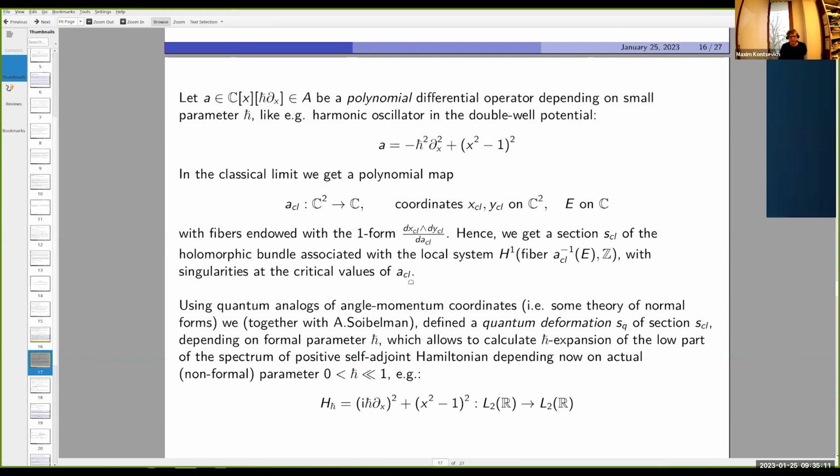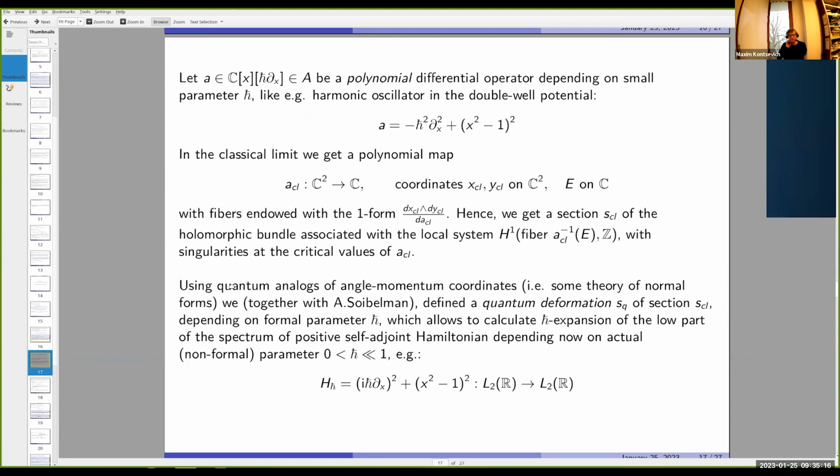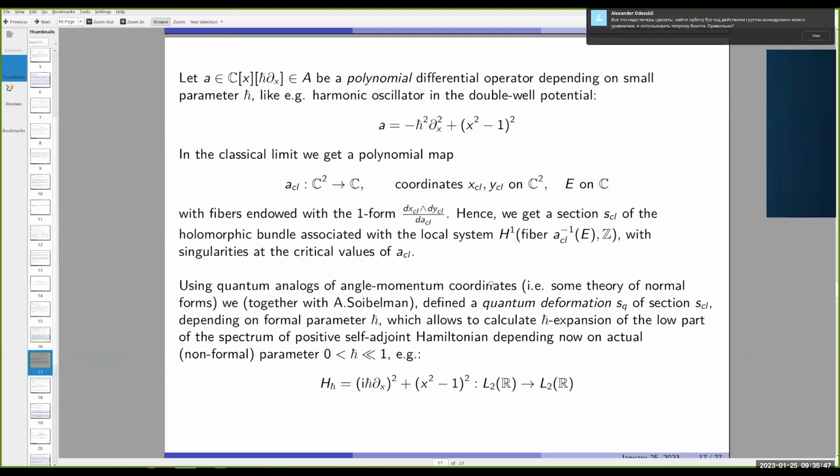And then using some series of normal forms, again kind of an analog of the quantum case. Together with Alexander, we introduced quantum analogs of angle momentum coordinates in some tube domains. I don't want to bother with details. It's something like the Darboux theorem in a sense, in the quantum framework. And then we defined a quantum deformation of this section as classical.